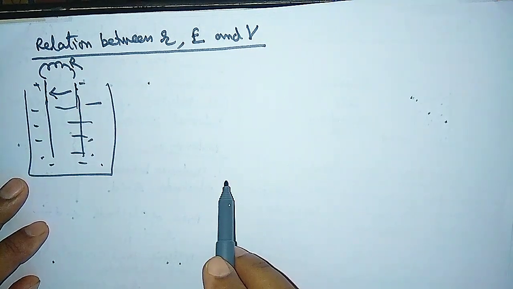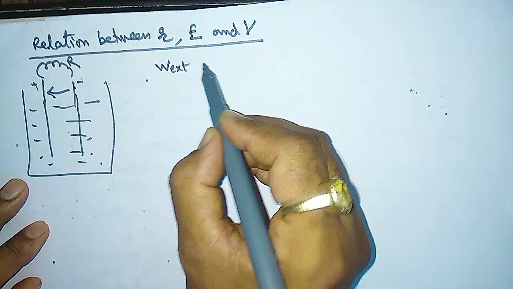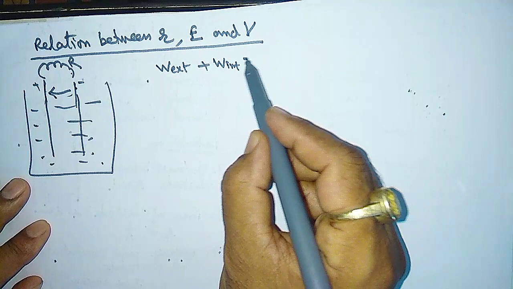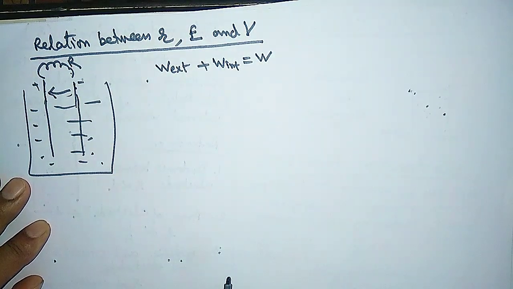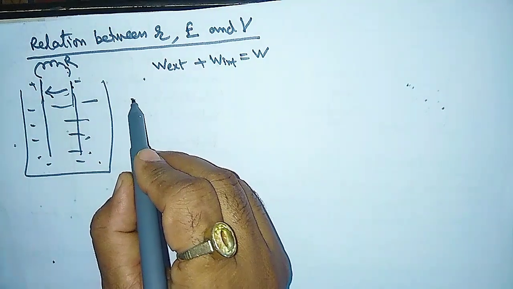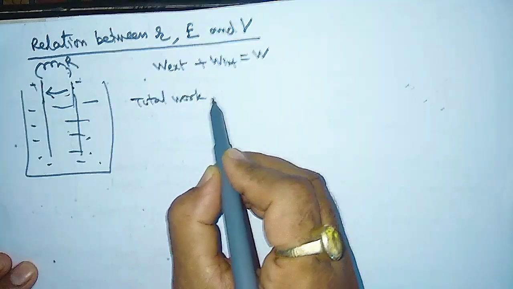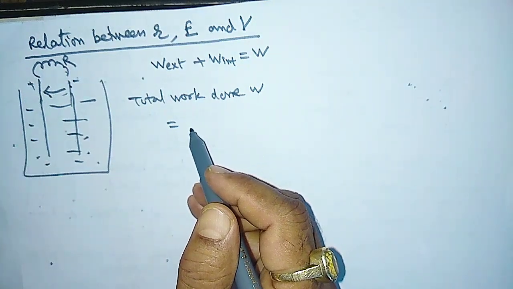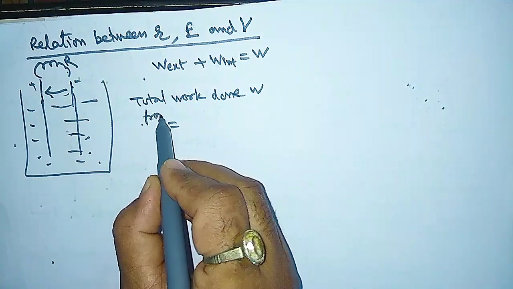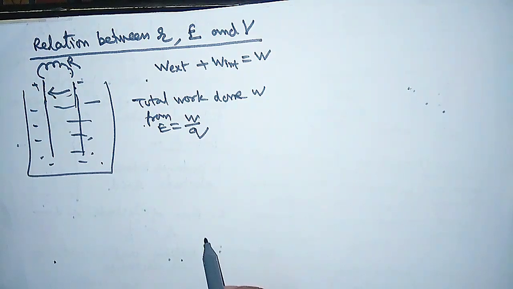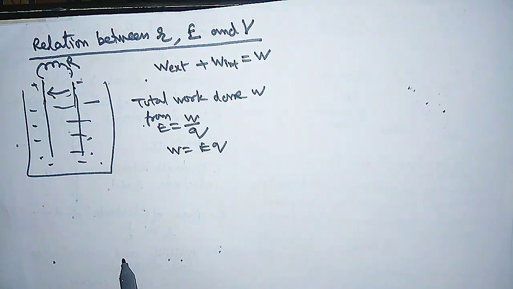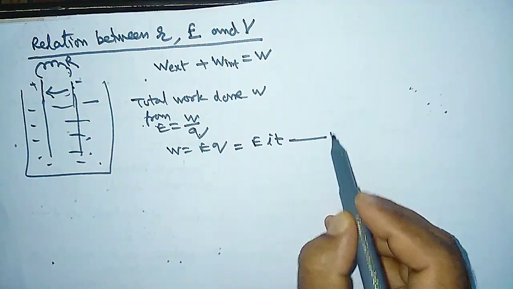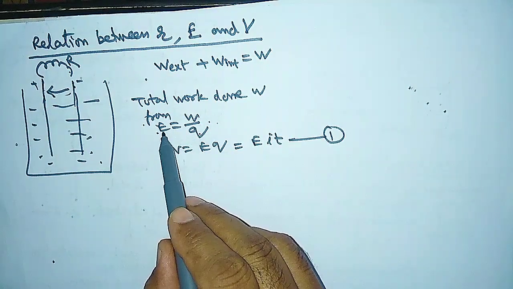Okay, it means work can be divided into two parts, that is the work external plus work internal. It is the external and this is the internal. Two work will be done here, and that will be equal to the total work done. First we'll take the total work done, that is the W. It is the work done including the electrolyte, which is called the EMF. So EMF E is equal to W upon Q. So W is equal to EQ, or Q is equal to IT, so it is EIT. This is the total work done, from the definition of the EMF.